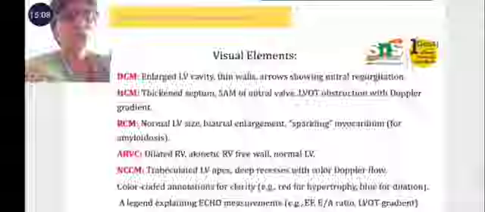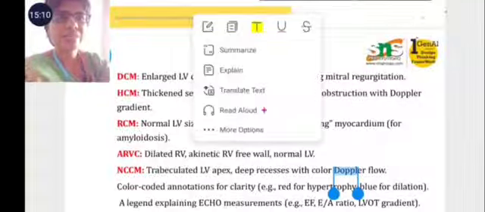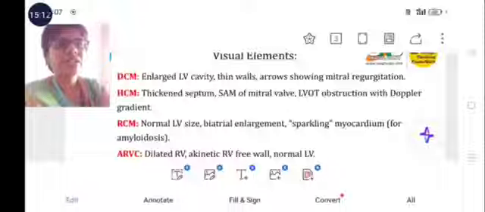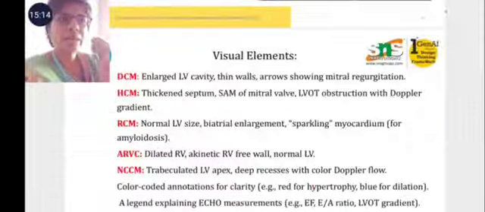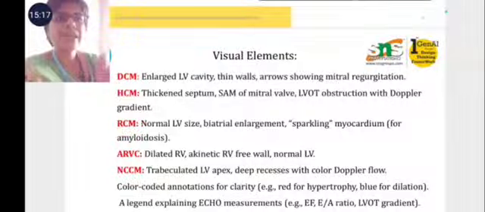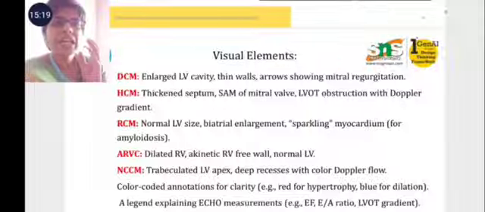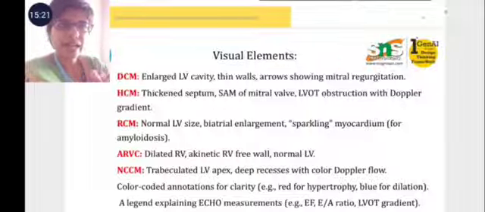Then visual elements are DCM: enlarged LV cavity, thin walls, and showing mitral regurgitation. HCM, hypertrophic cardiomyopathy: thickened septum, SAM of mitral valve, LVOT obstruction with Doppler gradient.